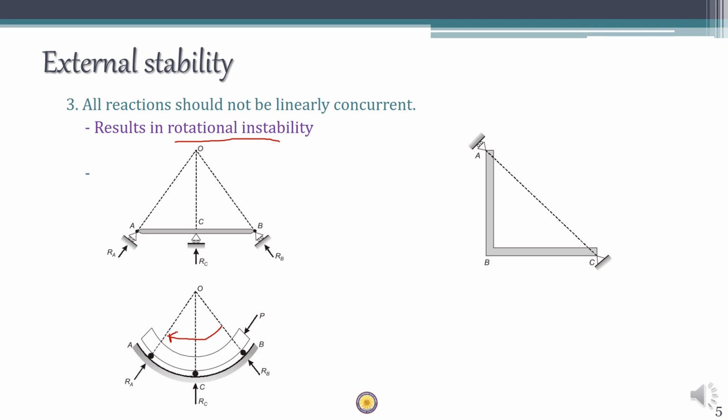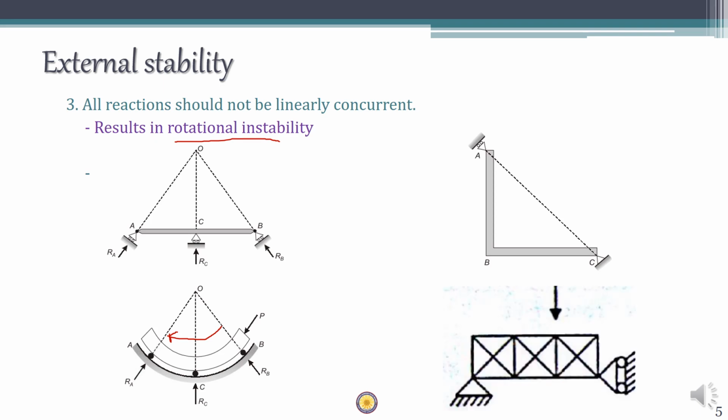This is another case. Here also the reaction forces are concurrent, so it will rotate when an external force is applied. Here is another truss example.